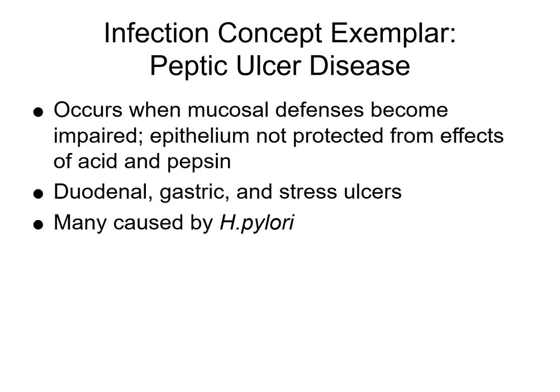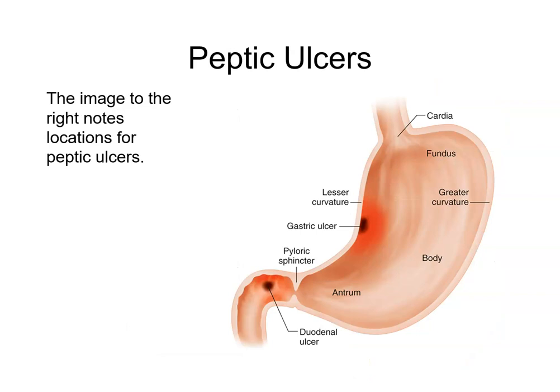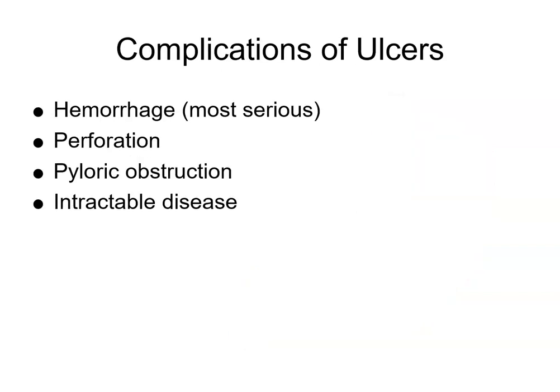Okay? Now, let's talk about complications of ulcers. This slide here shows you where the gastric acid is and the location of gastric ulcers as well as the duodenal ulcer. And again, this picture is just showing you the location for those areas where the ulcers will occur. Now let's talk about complications. What are the main complications from developing ulcers? Hemorrhage, perforation, pyloric obstruction, and intractable disease.